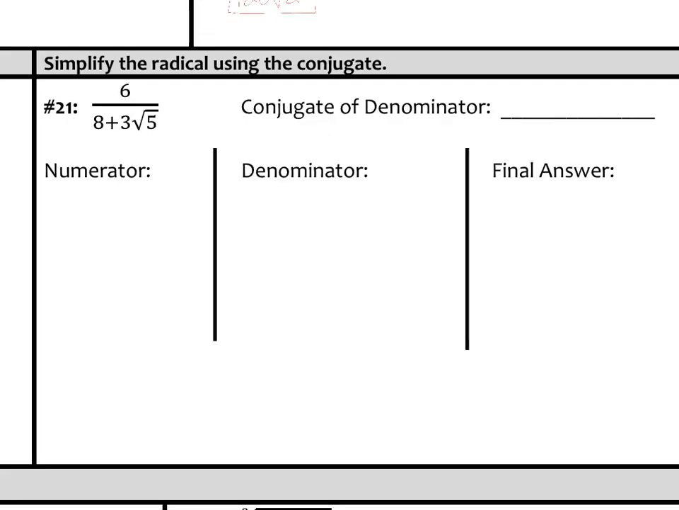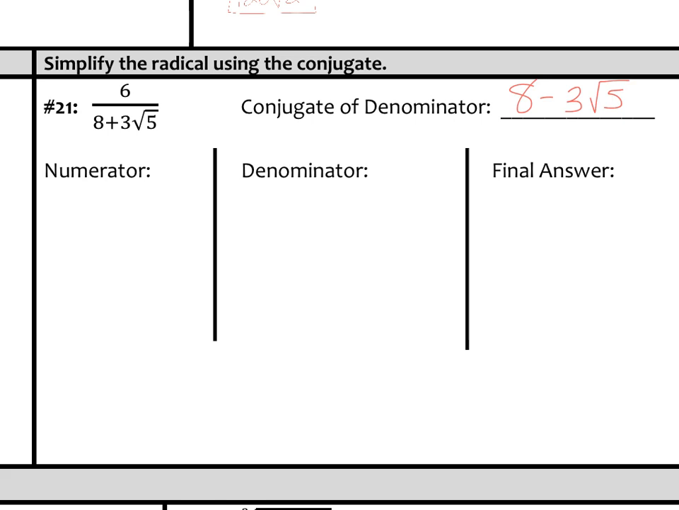For number 20, we need to start by finding the conjugate of the denominator. So this is really similar to the last one. Our denominator is 8 plus 3 root 5, so our conjugate is going to be 8 minus 3 root 5. So that should be a very quick part of the problem.